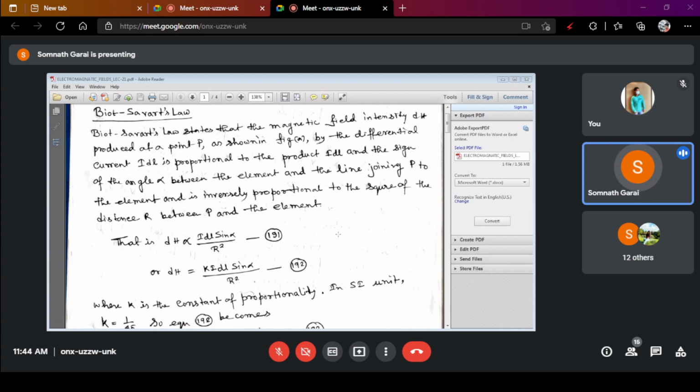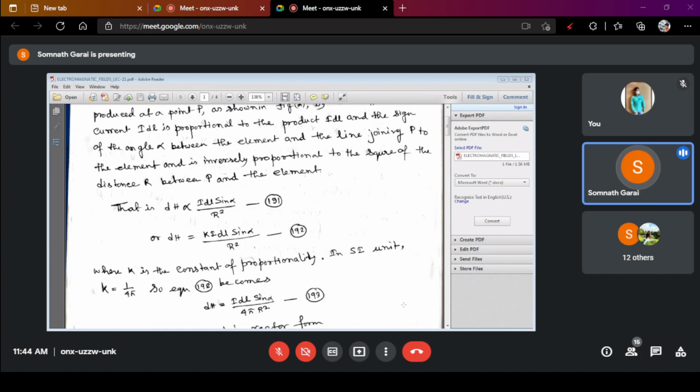So, according to the Biot-Savart law, we can say that dH is proportional to I dl sine alpha, and dH is proportional to 1 by R square. R is the distance between the point P and the element. If we combine these two, we get dH is proportional to I dl sine alpha divided by R square. That is denoted by equation number 191.